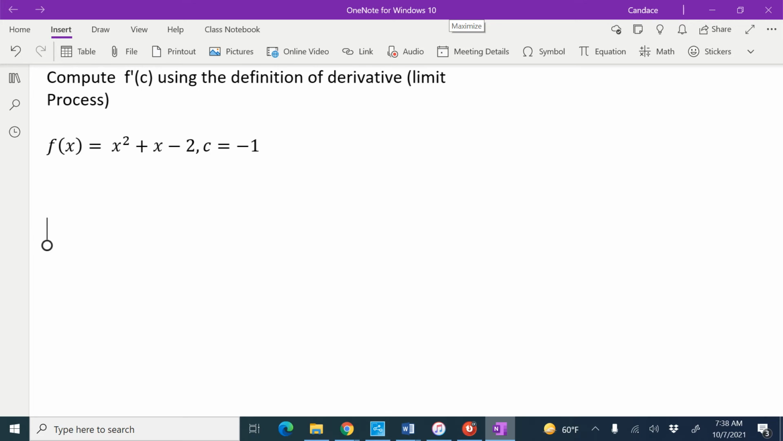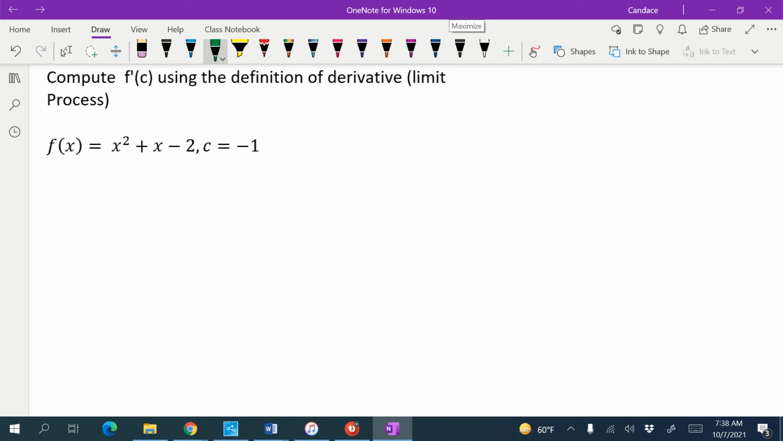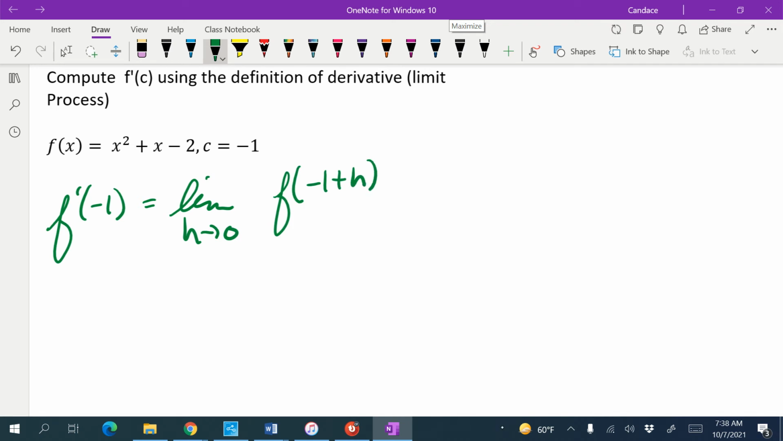In this video, we're going to work on computing f prime of c using the definition of the derivative with the limit process. So first, I'm going to create my own formula. I'm going to say that f prime of -1, because our c is -1, equals the limit as h approaches 0 of f of -1 plus h minus f of -1 all over h.